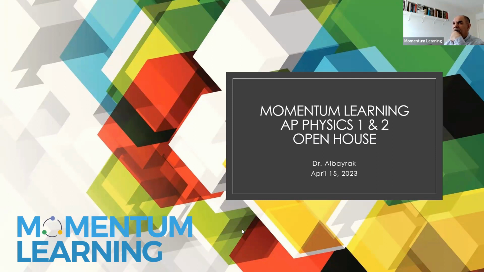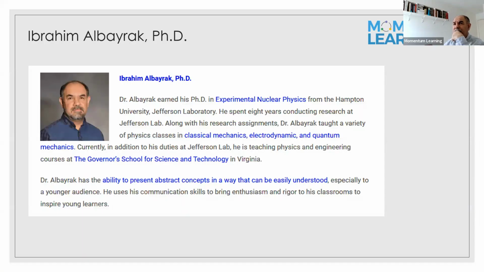All right, so again, welcome to open house AP Physics 1 and 2. My name is Ibrahim Albayrak. I have a PhD in experimental nuclear physics, so I'm an experimental nuclear physicist. I have done most of my experimental nuclear physics research at Jefferson Lab in Virginia. It's a national nuclear research facility here. So I have done the majority of my research here.